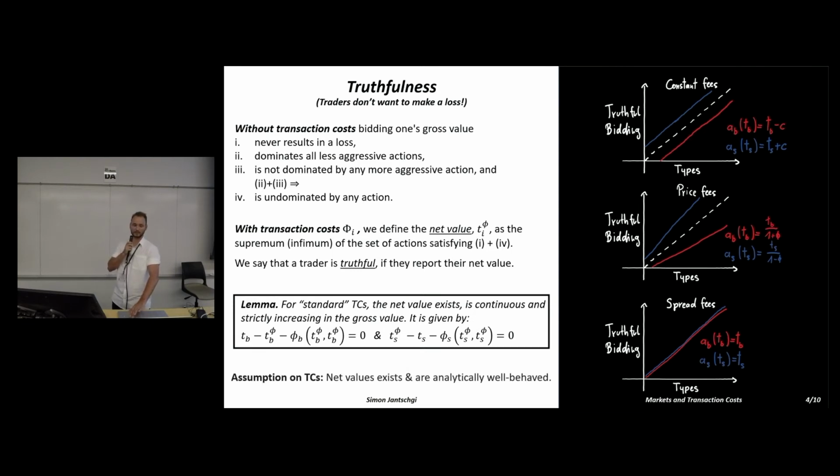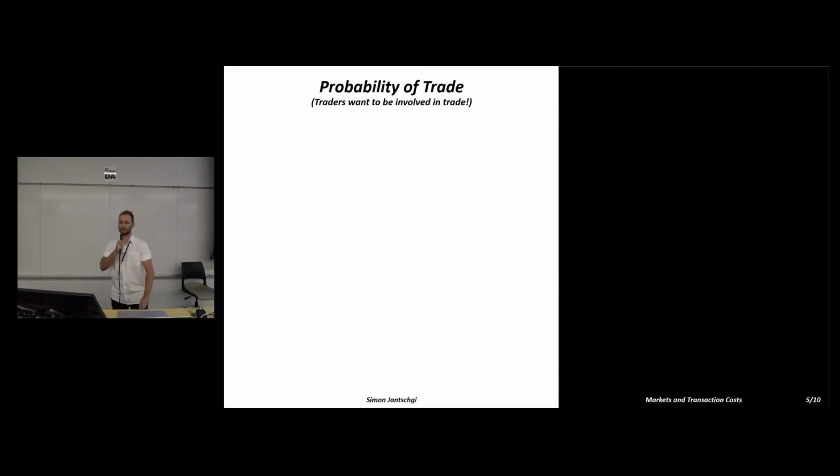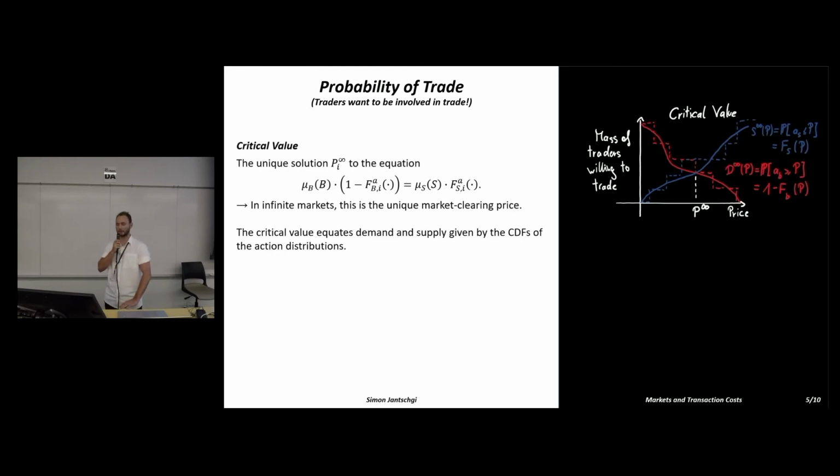So this is the first incentive. Now, the second incentive is that traders actually want to be involved in trade. When is a trader involved in trade? A buyer is involved in trade if he bids above the market price, and a seller is involved in trade if they bid below the market price. And we find that a certain threshold will be of critical importance when we analyze that.